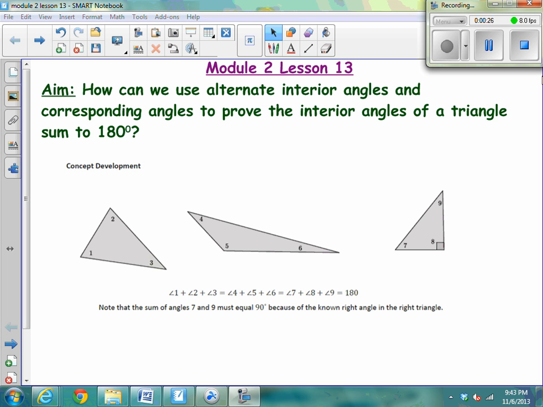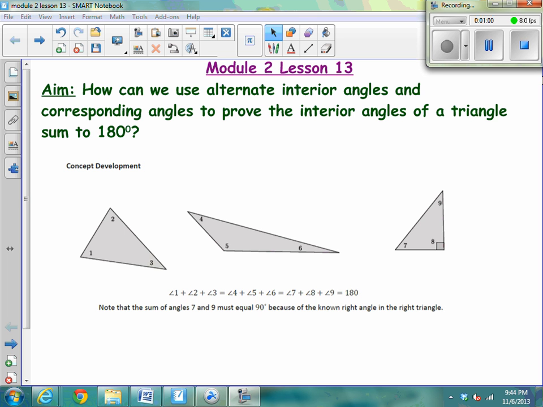An acute triangle, an obtuse triangle, and a right triangle. In each of the triangles, if you add angles 1, 2, and 3 in triangle 1, angles 4, 5, and 6 in the middle triangle, and angles 7, 8, 9 in the last triangle, each of them adds to 180 degrees. Also, because the last triangle is a right triangle and angle 8 is a 90-degree angle, 7 and 9 have to also add up to 90 degrees.